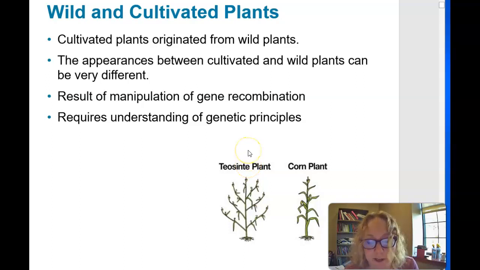Hello, botanists. We are talking about propagation and genetic engineering and basically just how to duplicate plants. So let's start at the beginning.